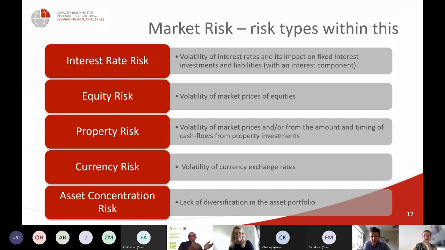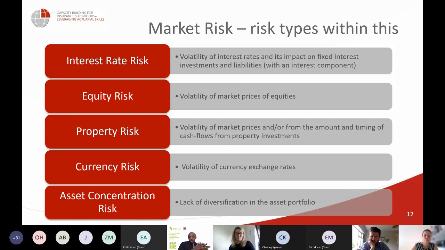And one is what we call the interest rate risk. Ideally, the volatility of interest rates will have an impact, particularly on fixed investment assets, but also liabilities. So, for instance, if the interest rate changes, it will have an impact on the bonds. If there's an increase of a percentage, what you expect is the price of the bond to drop, and that will have an impact on what the company will use to pay the liabilities.